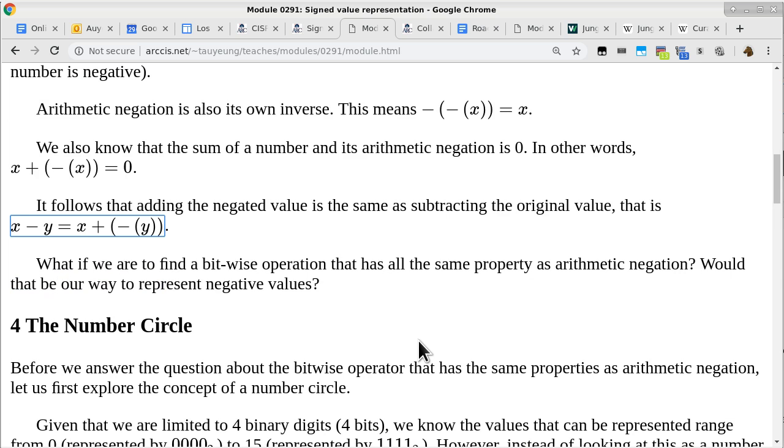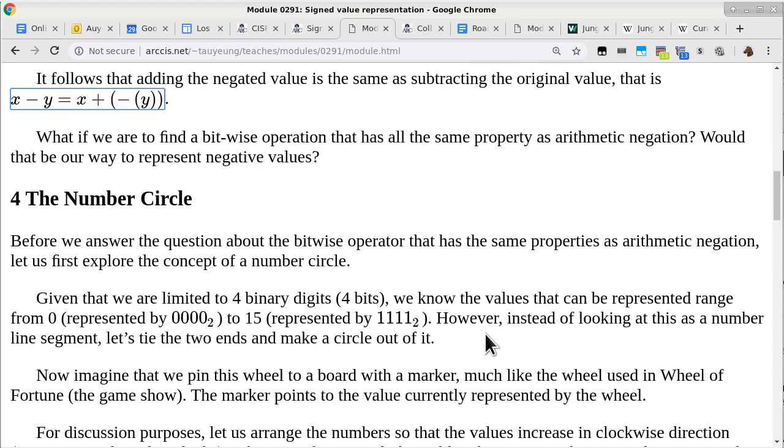So now we want to define some kind of bitwise operation that has the same properties as arithmetic negation here. Because arithmetic negation is an abstract concept. It's a concept that we understand, but the silicon, the transistors, have absolutely no idea of what is arithmetic negation. So we have to translate that into operations that your transistors can actually perform. So the first concept that we have to start to understand is, in this class, we don't deal with a number line. We deal with a number circle.